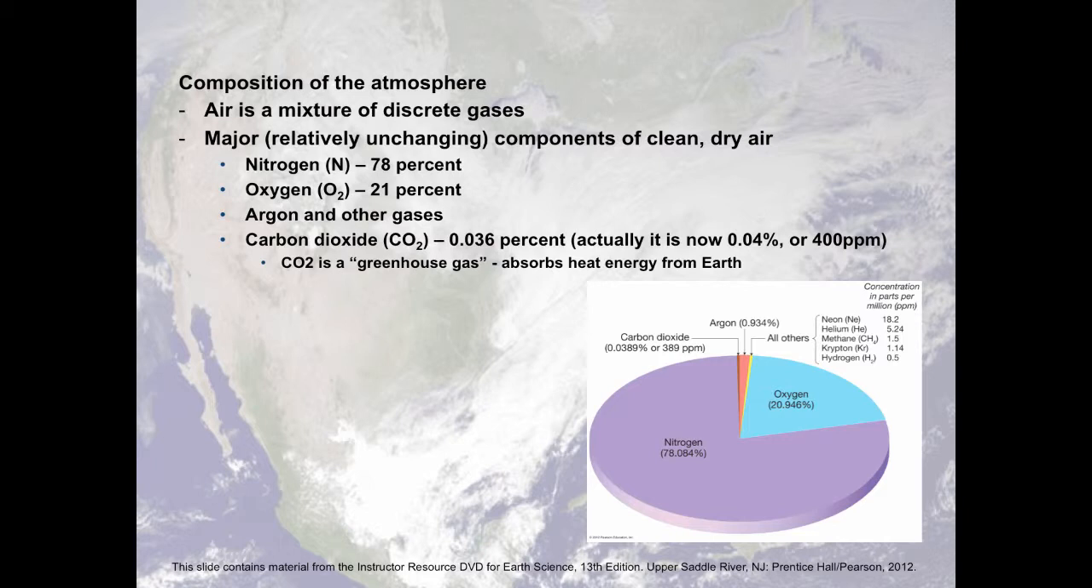Argon comprises about 1%. It's the next most abundant gas in the atmosphere. And from there on down, you have what are called trace gases. Carbon dioxide is the largest trace gas. That is, it's 0.04%, or another way of writing that would be 400 parts per million.